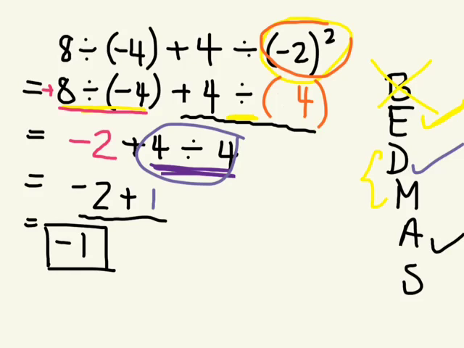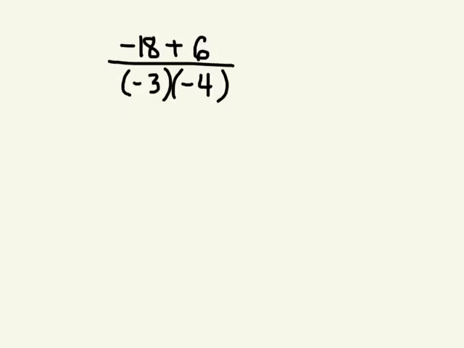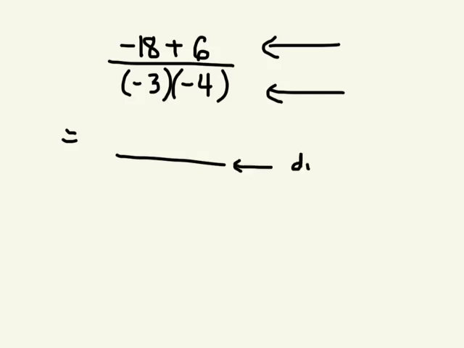You have a fraction. Do the numerator and the denominator separately. So let's simplify our numerator first, and then we can simplify the denominator, and then solve. You solve it by, this means divide. So let's do it in steps, and then it will make sense. The numerator is -18 plus 6.